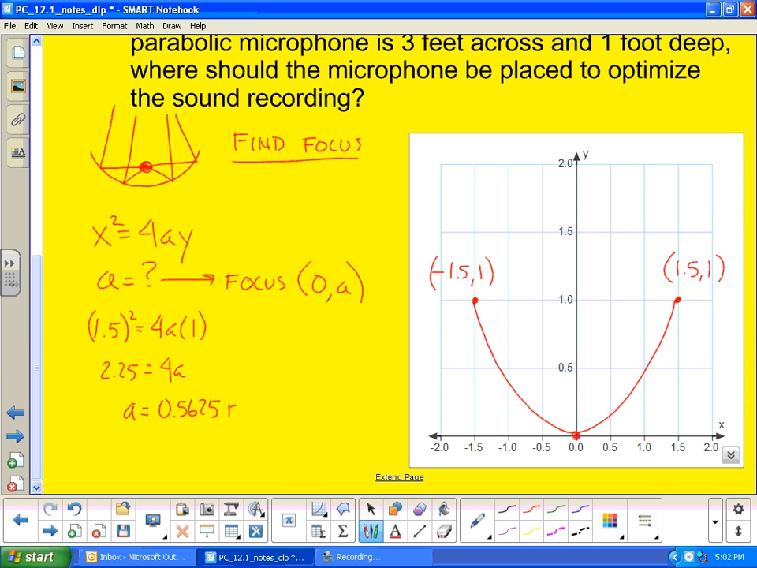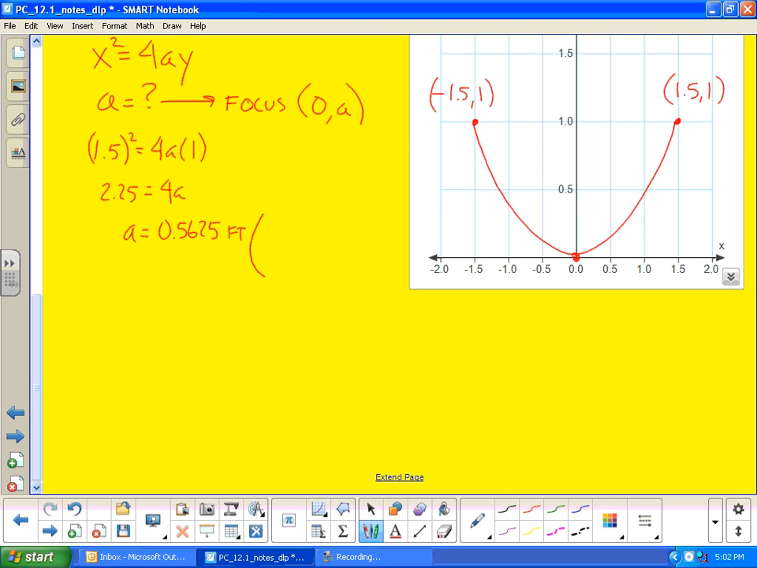Now this is in feet, and we don't want feet. We want to work with inches because the guys who are going to be manufacturing this thing are probably going to be dealing with inches. All right, so let's convert this into inches. Conversion factor, 12 inches per 1 foot. Units cancel, and I think it's 6.75 inches. That is what a is.